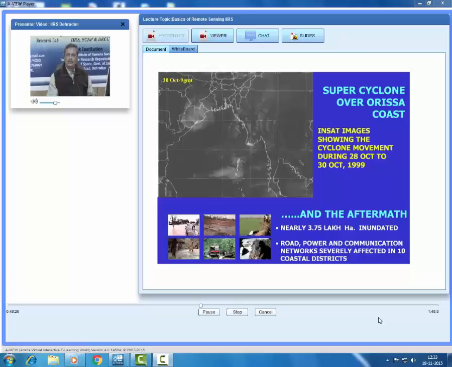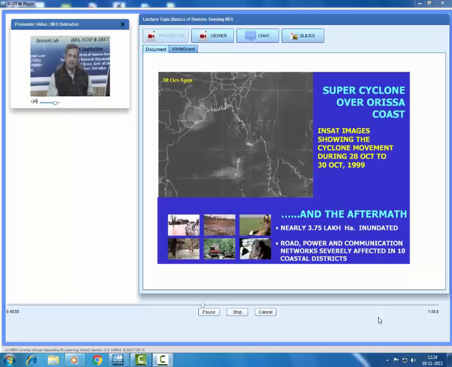This is an inset image showing the super cyclone over the Odisha coast, which happened from 28th October to 30th October 1999, with lots of damage to property. More than 10,000 people died because of this event. We can see how the cyclone is moving, generating from the Bay of Bengal, and how it is going and hitting the coastal area, how the landfall is happening.